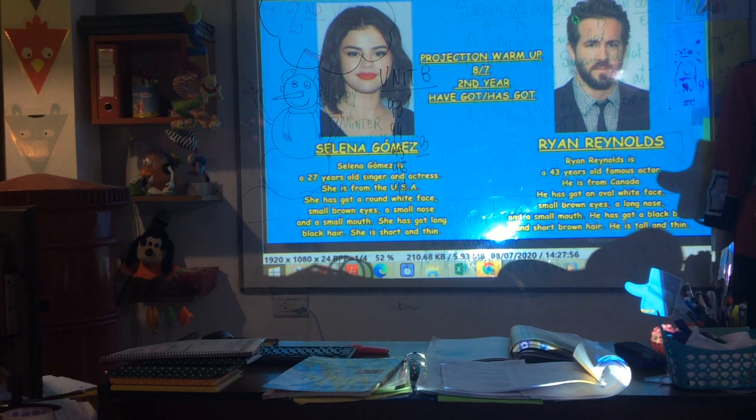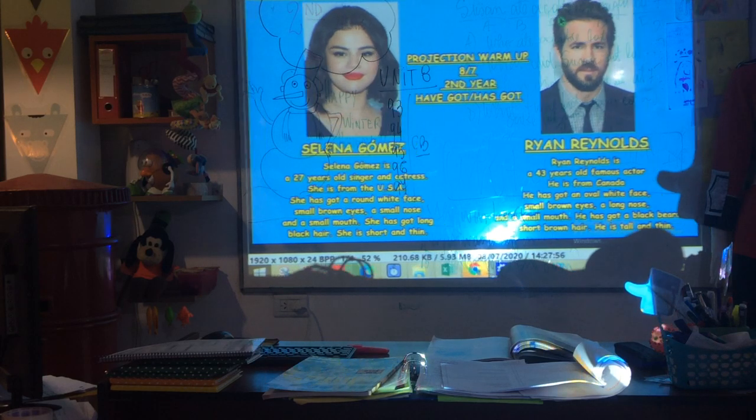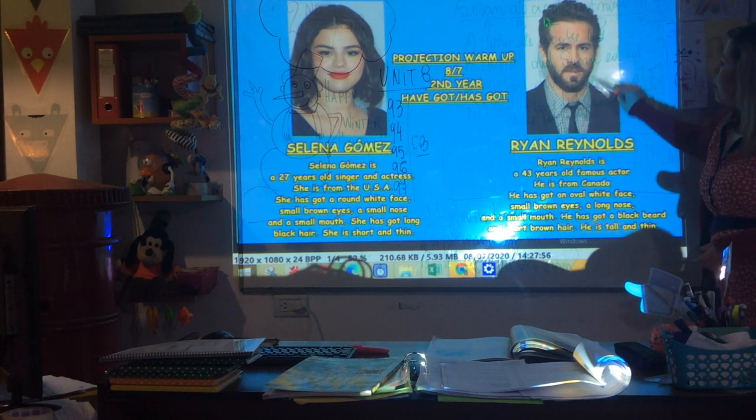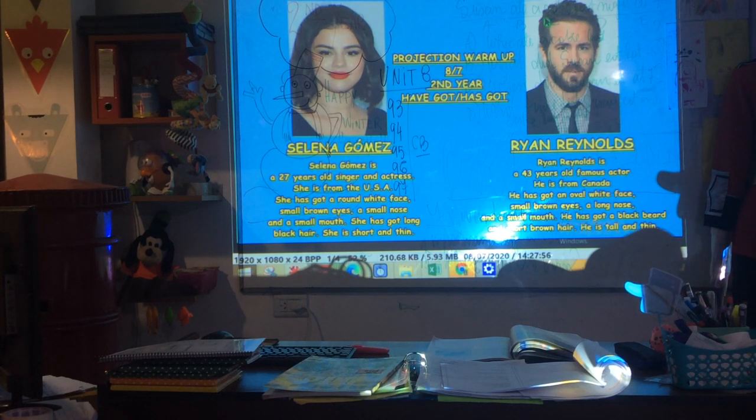Ryan Reynolds is a 43 years old famous actor. He's from Canada. He has got an oval white face, small brown eyes. He has got a long nose, a small mouth. He has got a black beard and short brown hair. He's tall and thin.